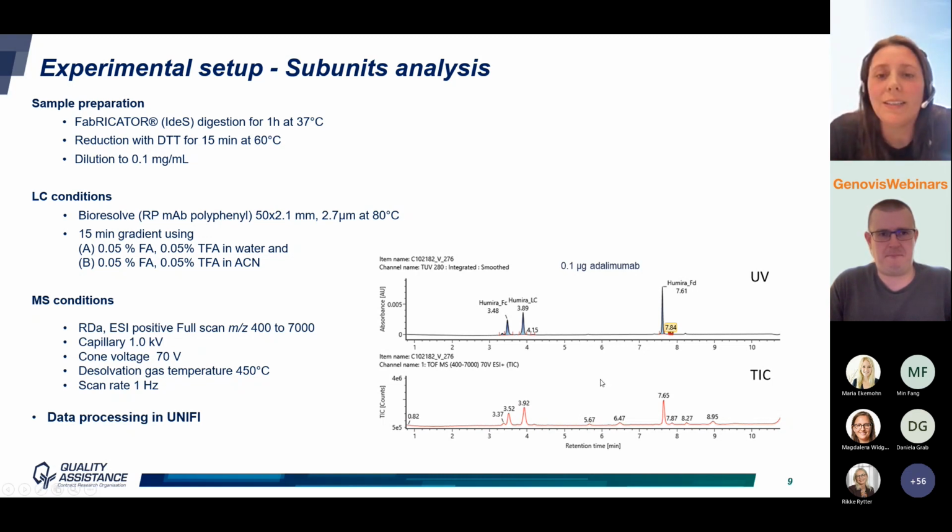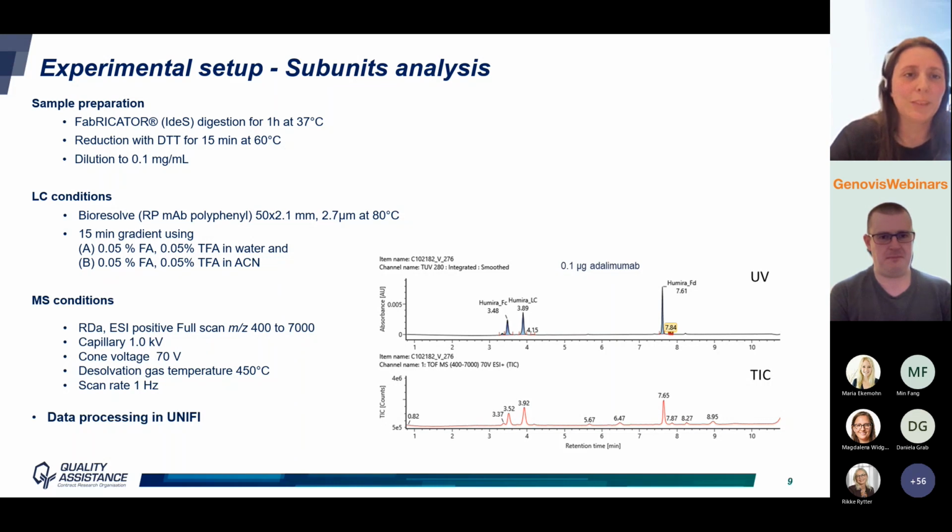And here is an example of a chromatogram obtained for the antibody adalimumab. So the UV chromatogram and the MS at the bottom. And you see the Fc, LC, and Fd peak. So we have obtained the three subunit species we expected. And here you can already see, in front of the Fc peak, a small peak, which is the Fc which is oxidized. So we will see this again later on. So we are able to separate this.